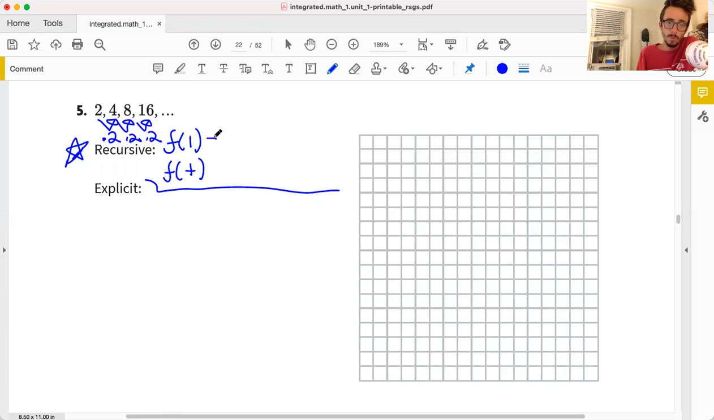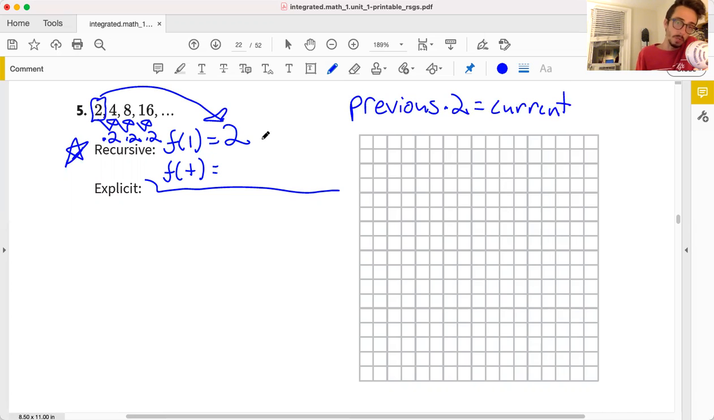Well, for the recursive, we could still start at 2 because that's right here. It's the first term. Just literally copy and paste it, write it again. But since we're now moving towards the function notation, recall we can still use words. We can still say that it's the previous times 2 equals the current.